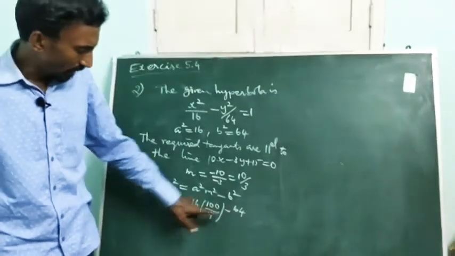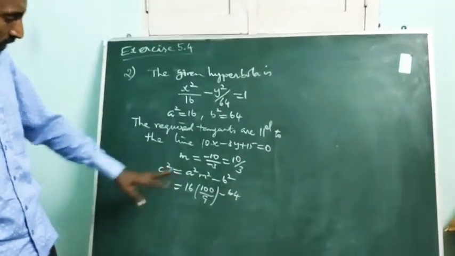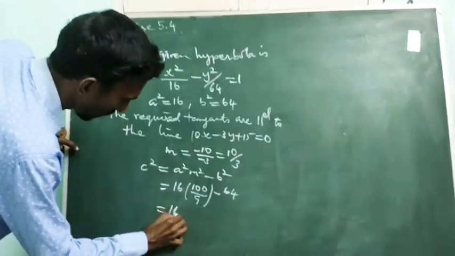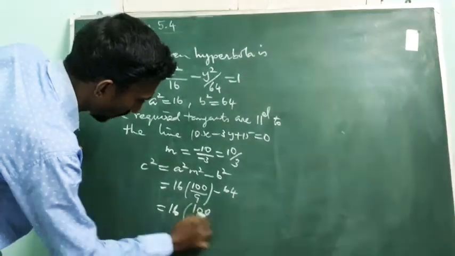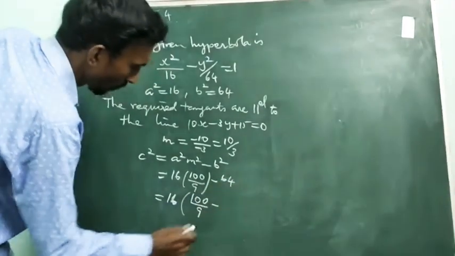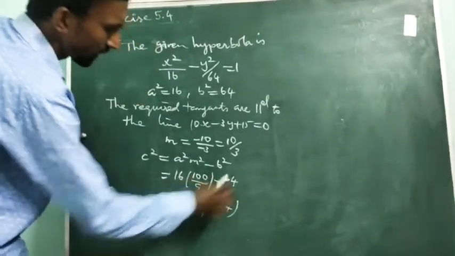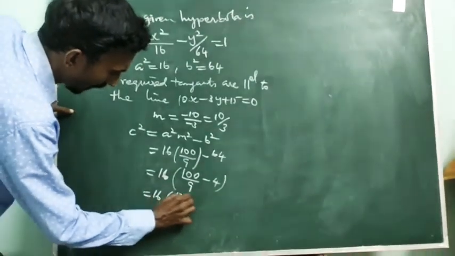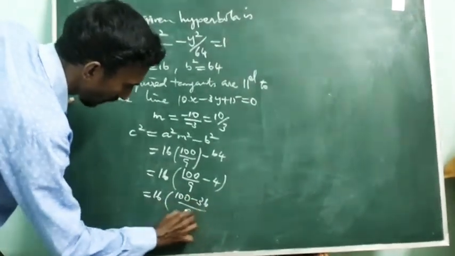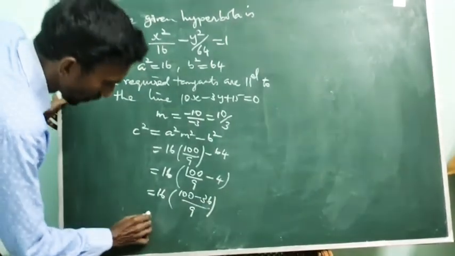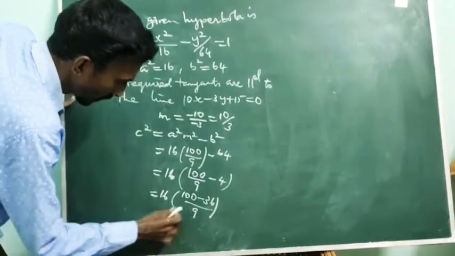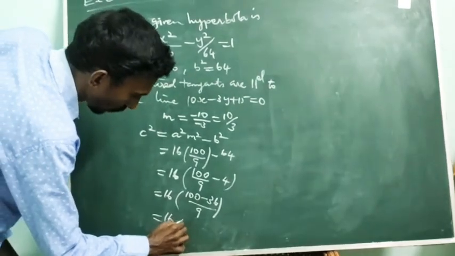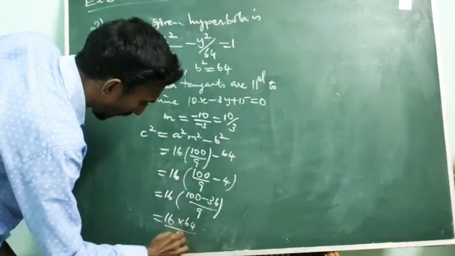If we take the LCM, it may be a bigger number. So for an easy way, for both the terms, take 16 outside. So 16 into 100 by 9 minus 4, because 4 16s are 64. Now take the LCM. So 100 minus 36 by 9. So 16 into 100 minus 36, I think it is 64 by 9.